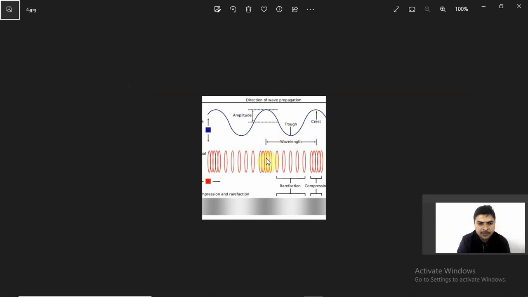And you can see this is the compression and rarefaction, sorry. So you can see how there is a rarefaction when it is trough, and when it is crest, how compression takes place. So you can just see on the screen. So this is all the idea about how the wave propagation takes place, what is the wave diagram we have.